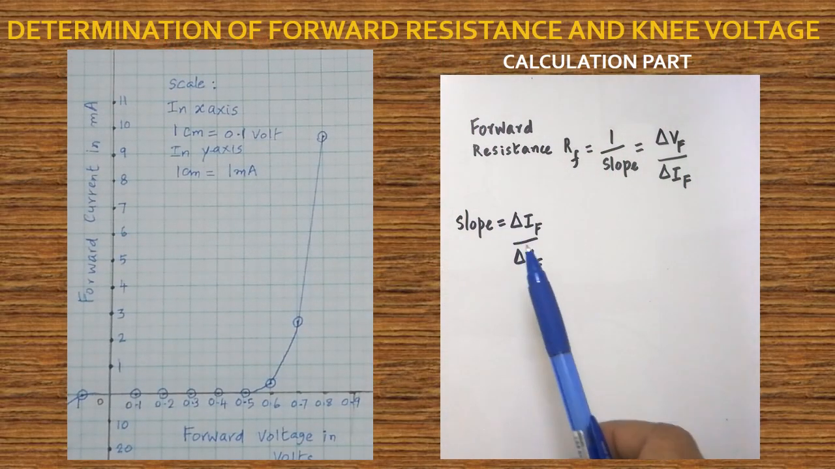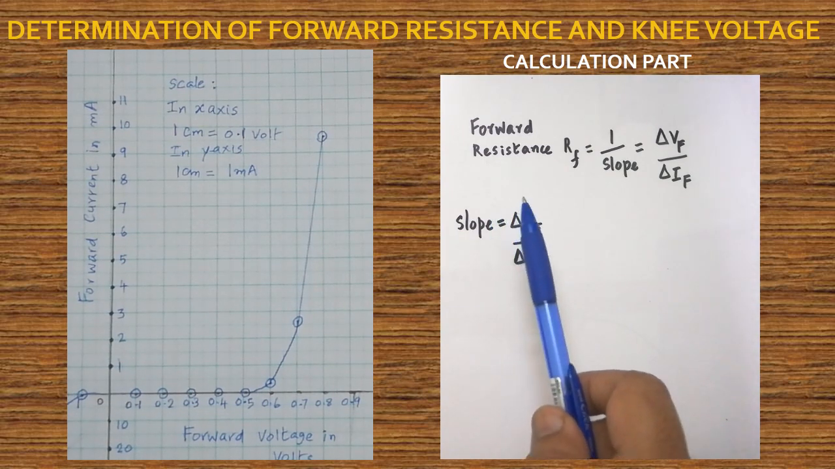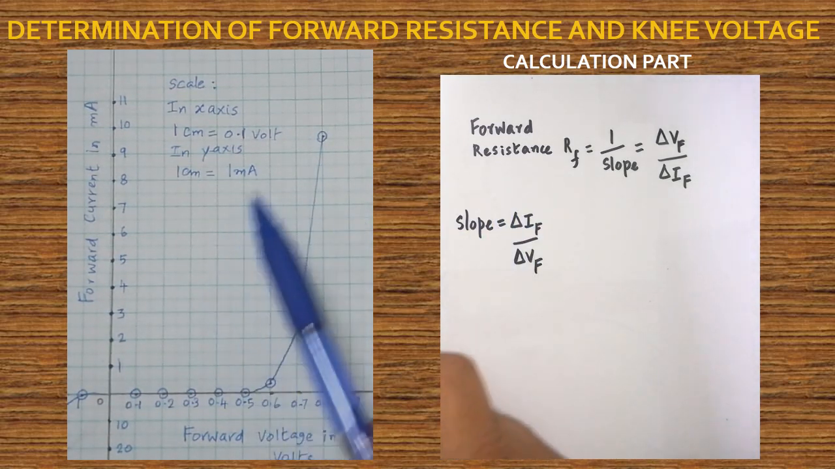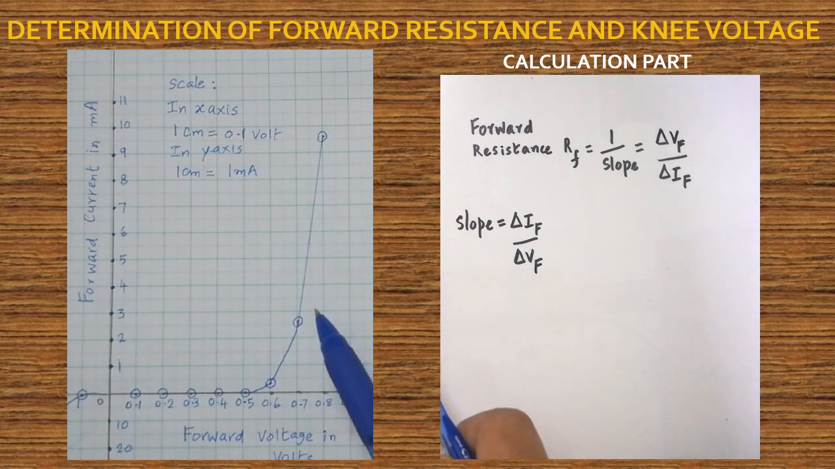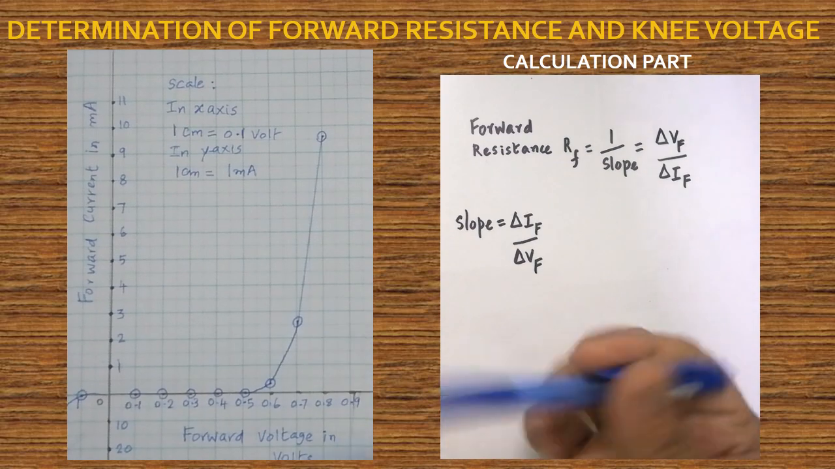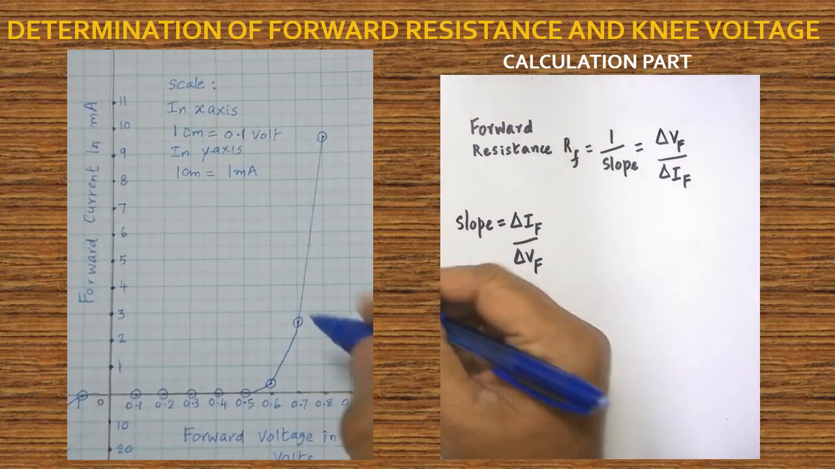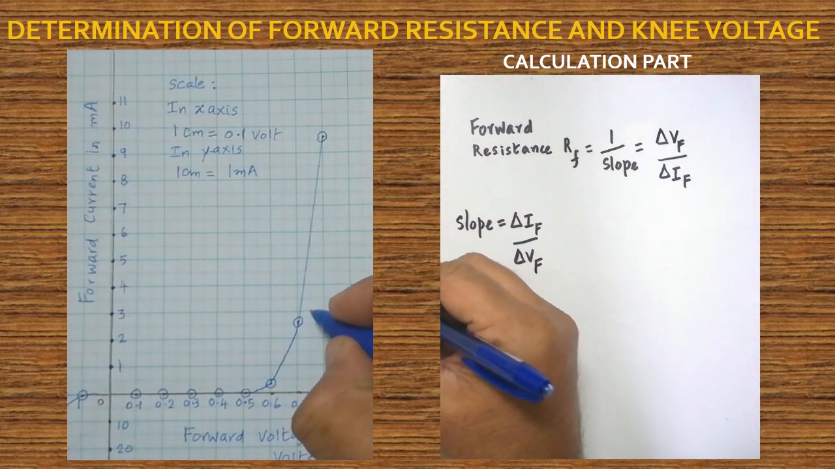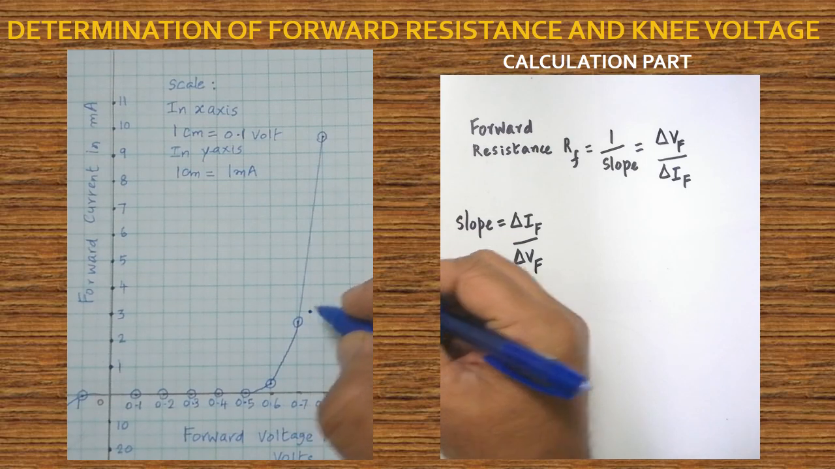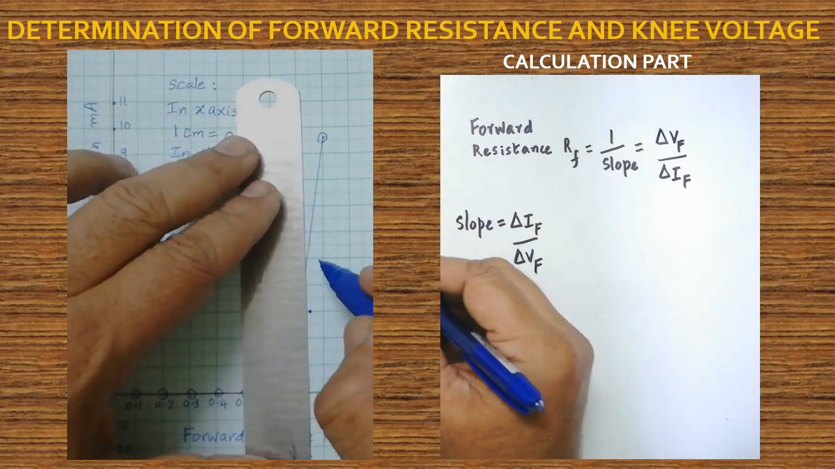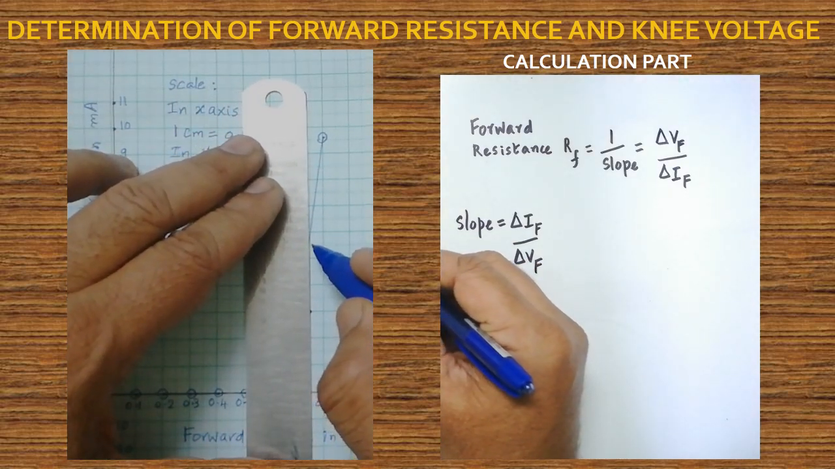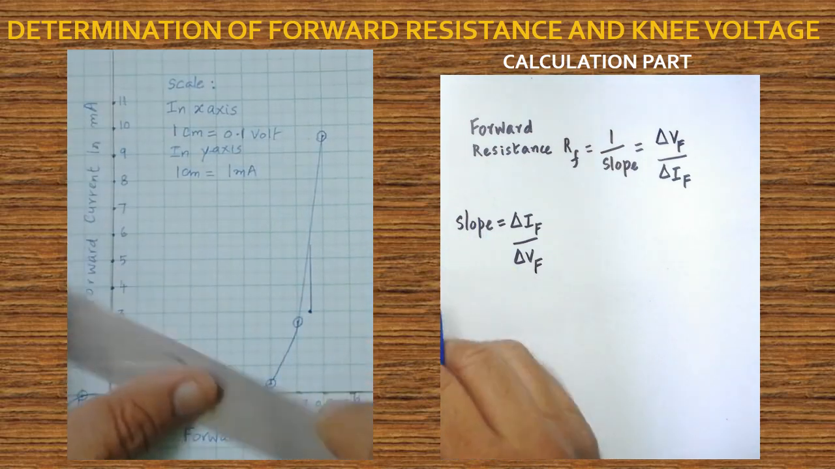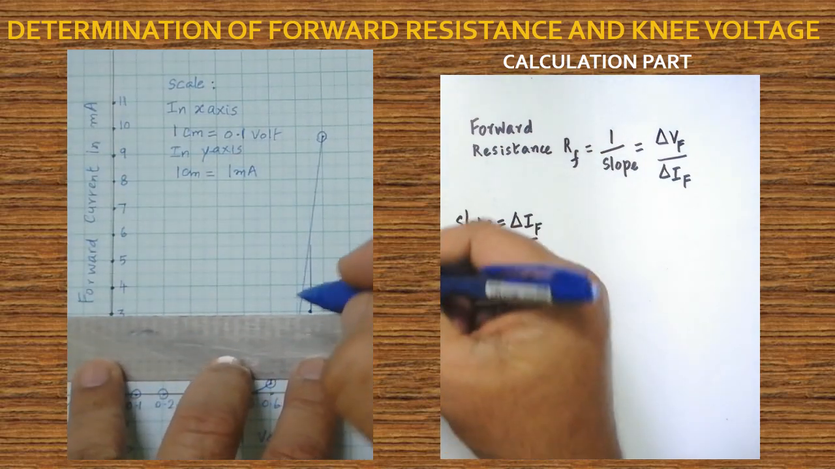Now we are going to find out the forward resistance of the given diode. Look at the forward bias characteristics curve. Here I have to draw the slope. Look at that. I am going to mark a point here, that is the intersection of 0.75 and 3. Put a dot here. I am going to draw the slope. I have drawn the slope here.